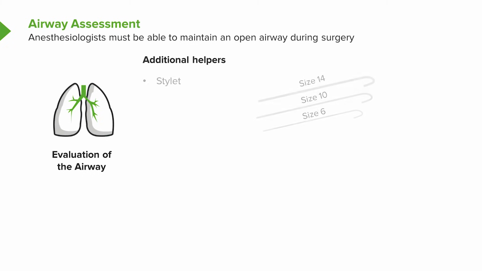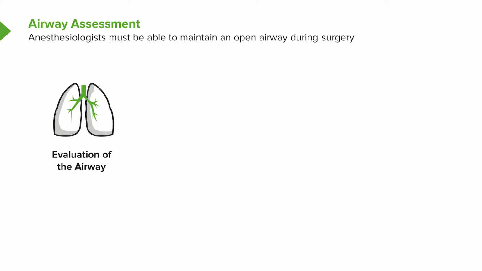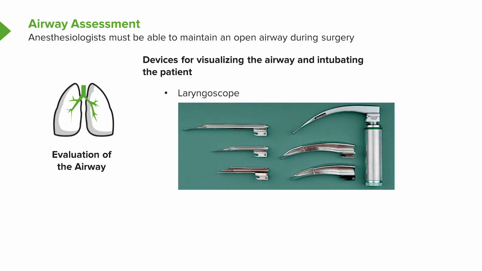Additional helpers include the stylet, which I described earlier, and the bougie, which is basically a long, very thin device that can go through the endotracheal tube and can act as a guide for the endotracheal tube through the cords and into the trachea. And then a number of devices for visualizing the airway, including the standard laryngoscope, a device known as a glide scope, a Storz videoscope, and the fiber-optic bronchoscope.